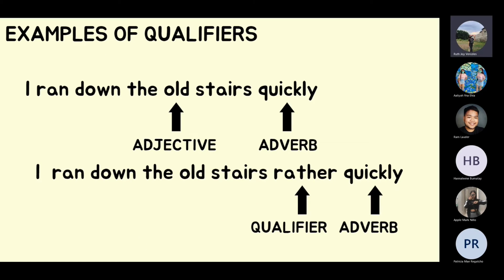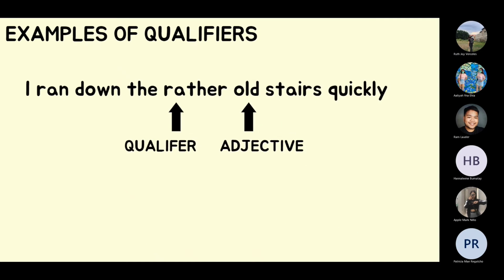So as you can observe, this example shows how the sentence is enhanced by using qualifiers, right? Because qualifiers are words like very, too, so, quite, and rather, as we know that qualifiers function as a part of speech. Next slide.